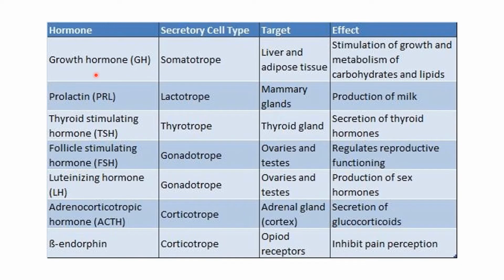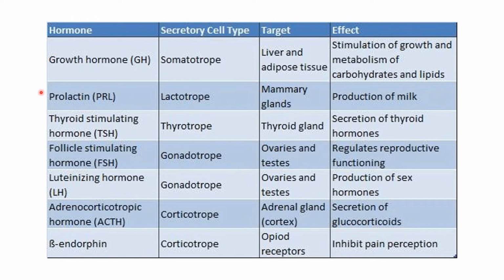Again, these are just a summary of the pituitary hormones, the hormones released by the pituitary gland. In response to your growth hormone releasing hormone, or GHRH, from the hypothalamus, growth hormone is secreted by the somatotrope, a type of cell in the adenohypophysis. Of course, it is released.